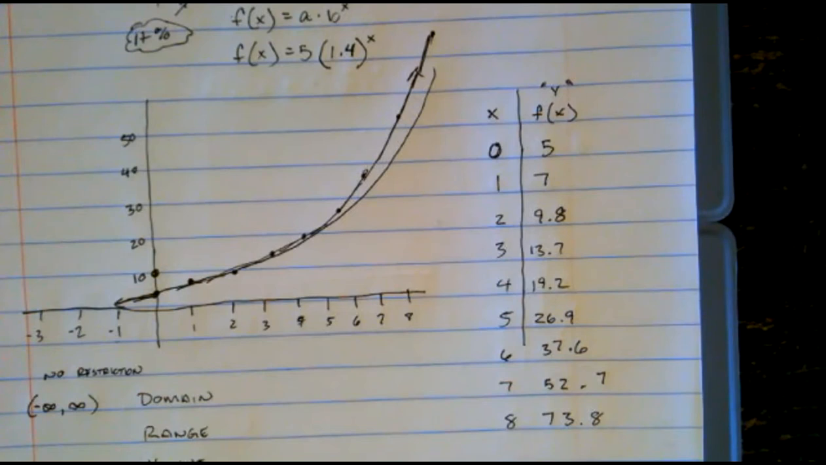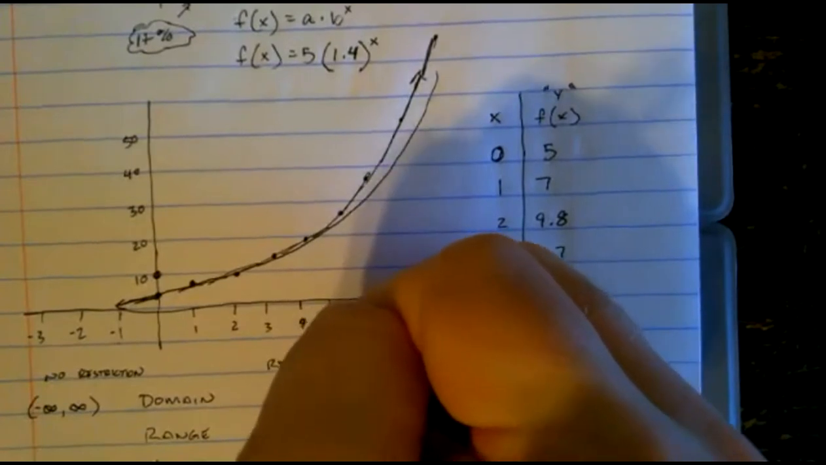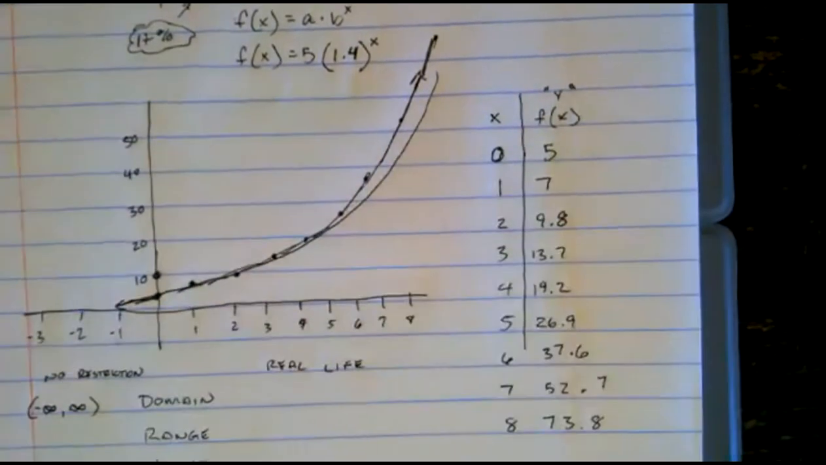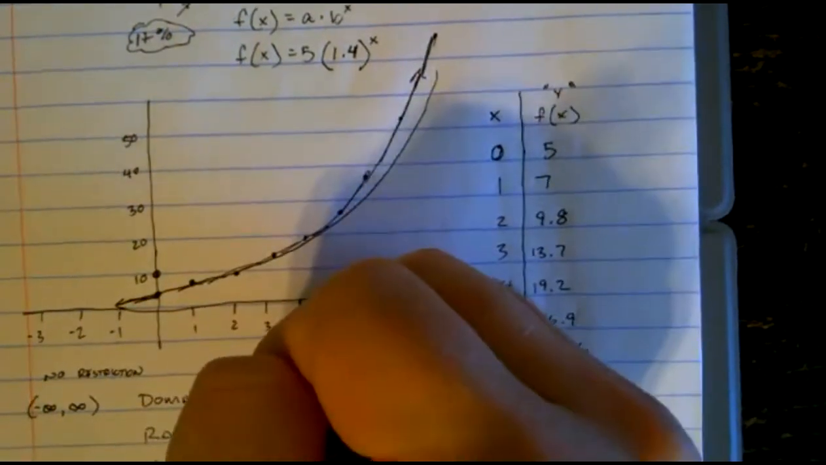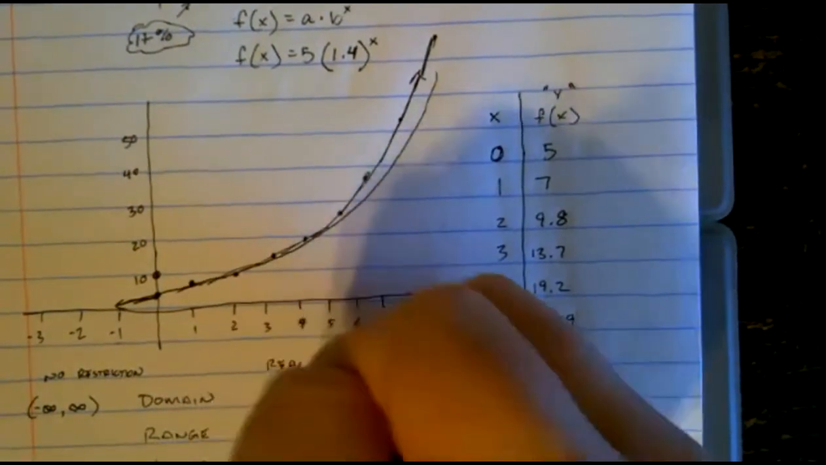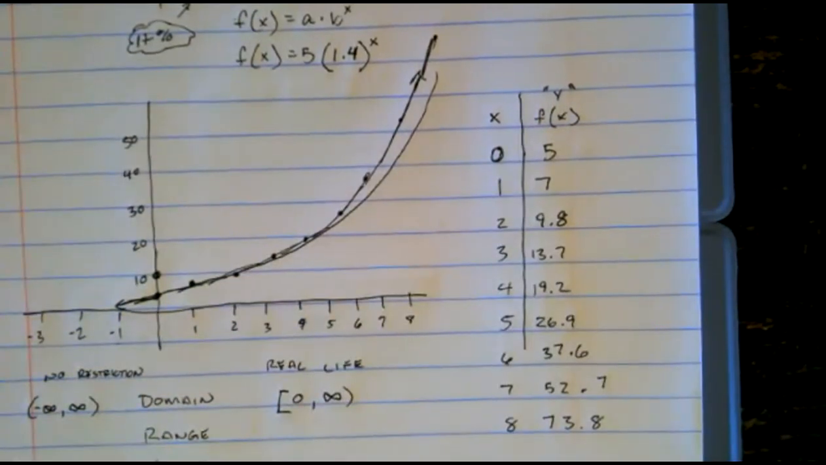But then you have the real life. Okay. Real life just means that there's going to be things about the x value that I have to consider. That means I can't go backwards in time. In which case, this one would have a restricted domain. Okay, so we would have to start at 0. There's no going past that. It's a hard stop there.